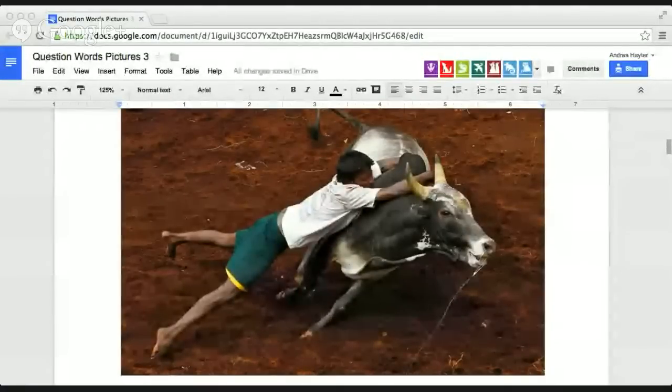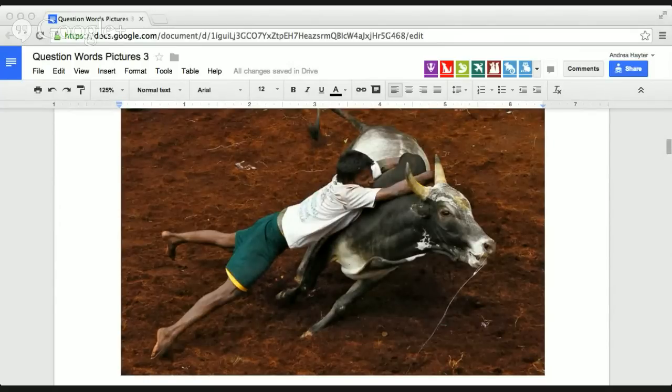Let me get you guys the description for this picture. This picture was taken last month in January. And here's the description in the chat box. A villager, so somebody who lives in a small town, tries to control a bull during a bull taming festival on the outskirts of a Madurai town, India. So this is in India.